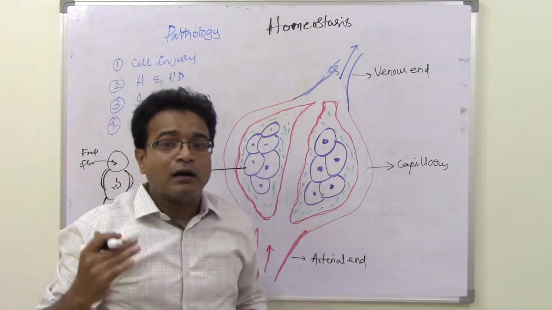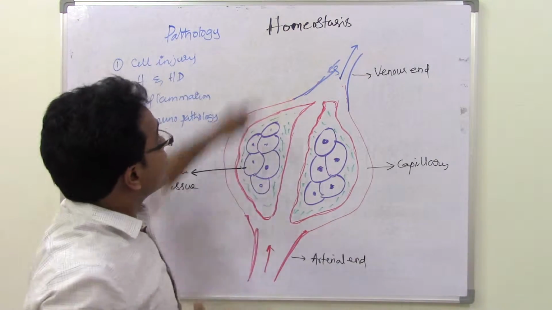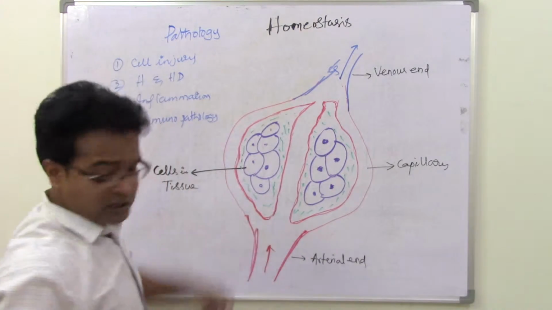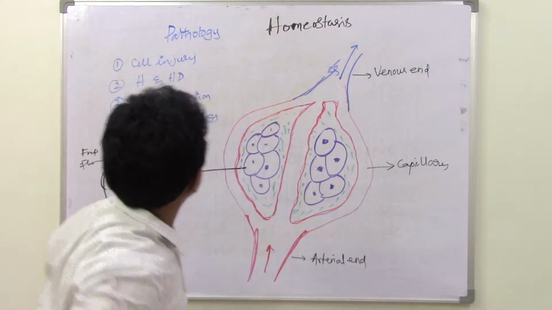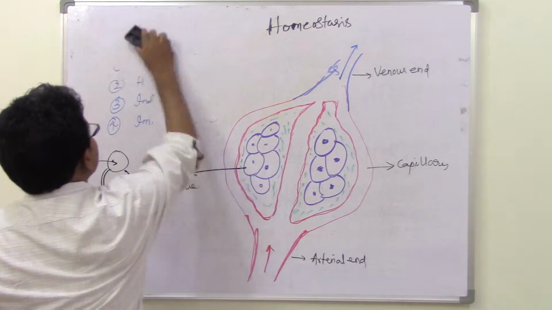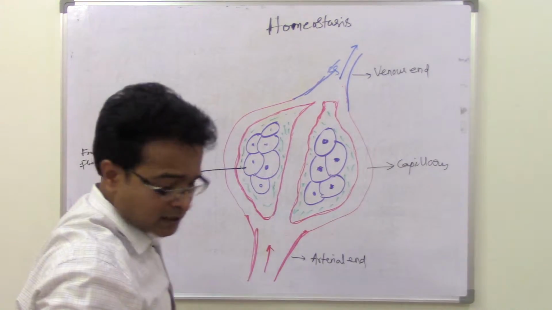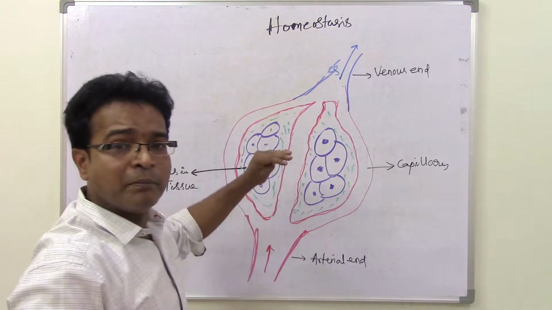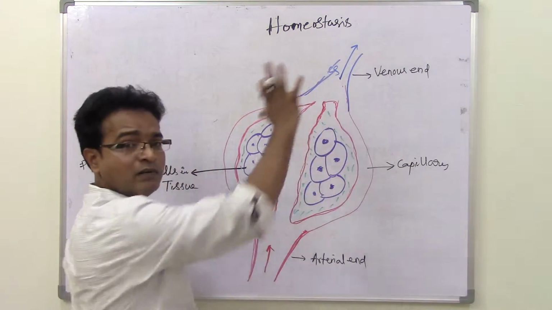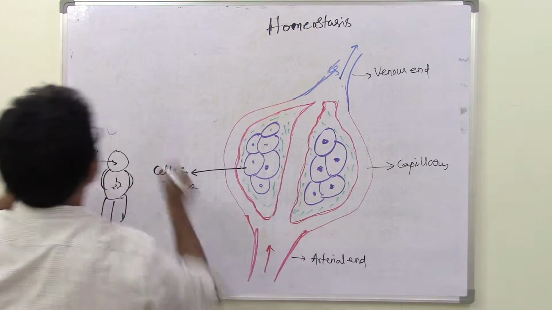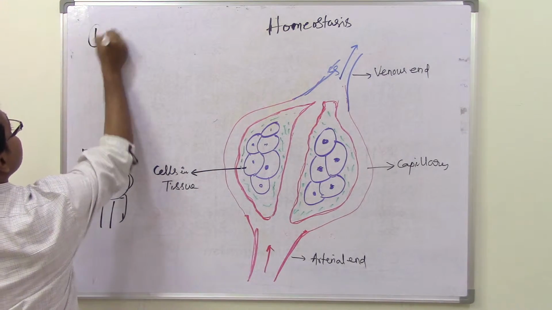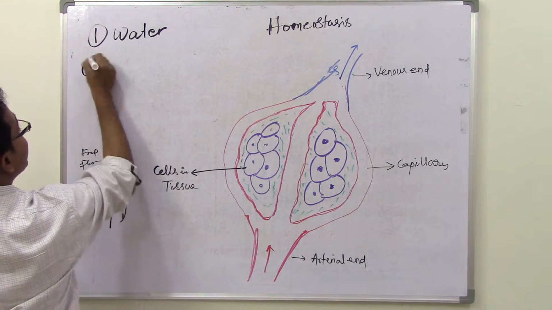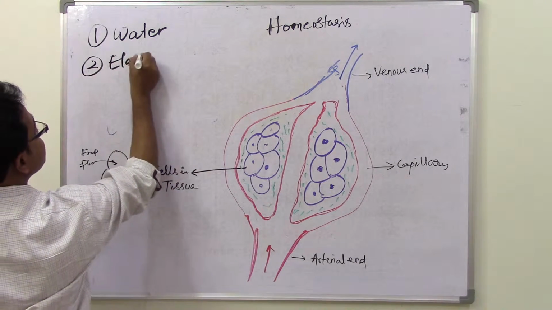Now, what are the parts of this homeostasis? What are the different kinds of situations we can come across? Say for example, if you look at the components or the players in this internal environment, what are the main things? There is predominantly water and electrolytes. So there can be imbalances in water or there can be imbalances in electrolytes.